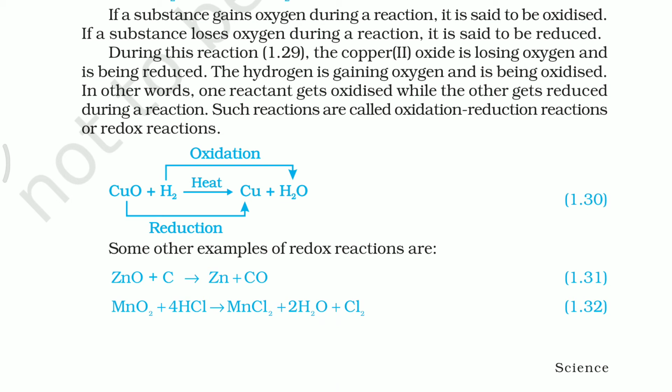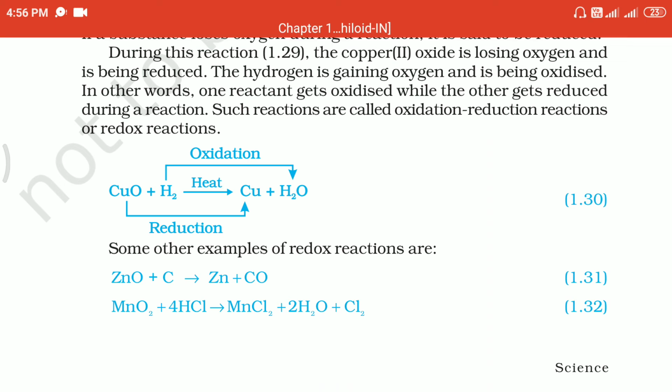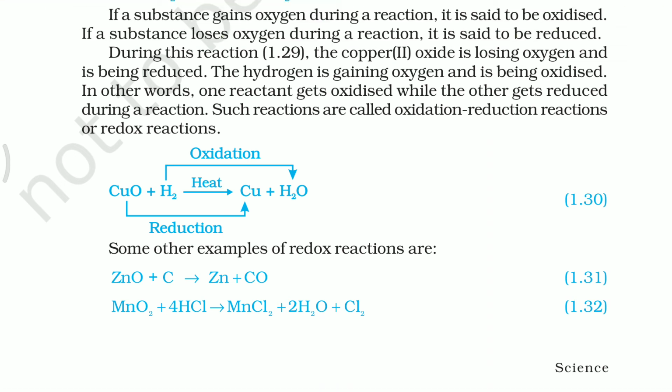Here hydrogen is in a molecular state, so its oxidation number is 0. What is the oxidation number of hydrogen in water? +1, sorry, very sorry. So 0 to +1, the oxidation number increases. So this is an oxidation reaction. Such types of reactions are called oxidation-reduction reactions.